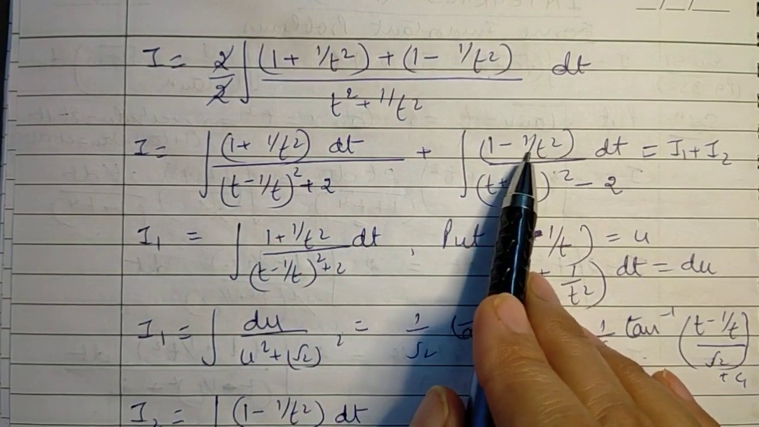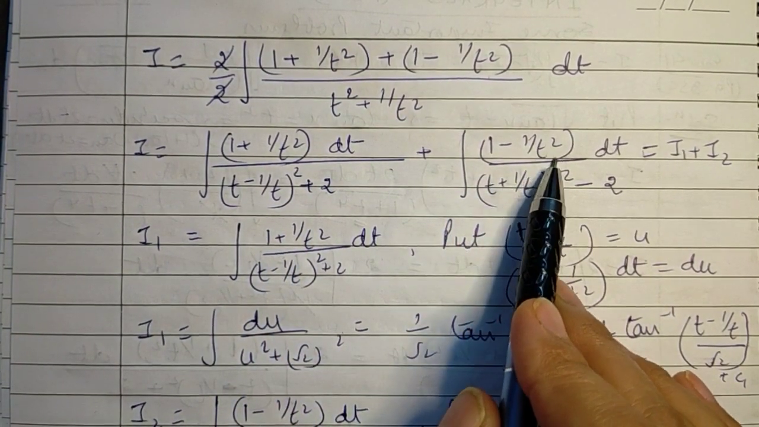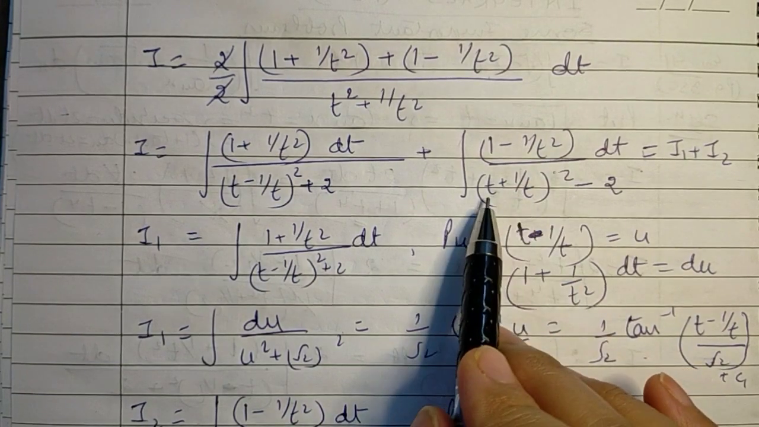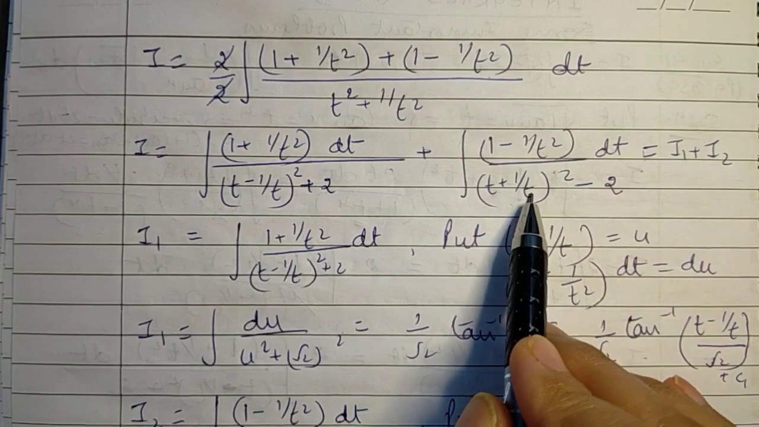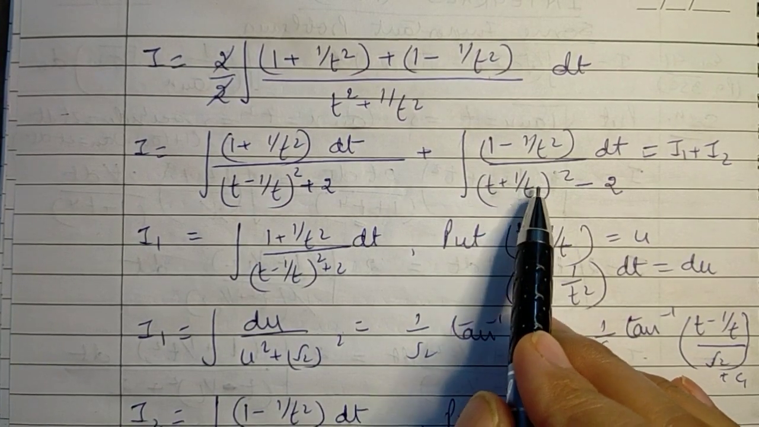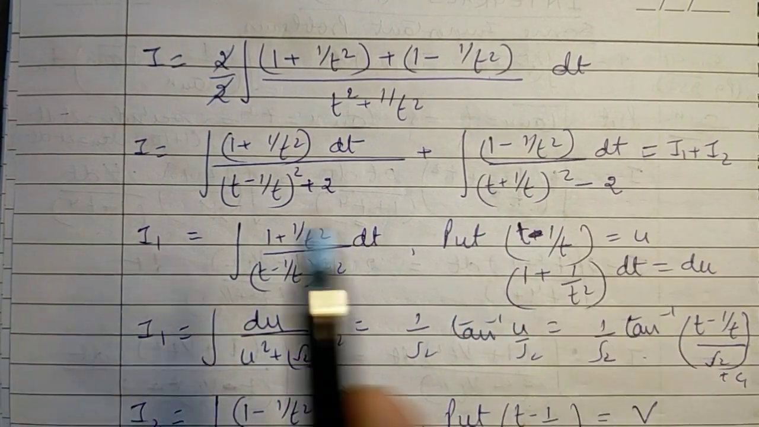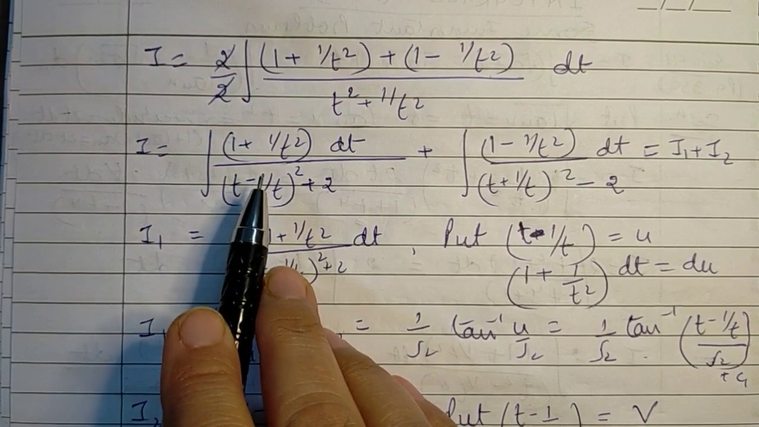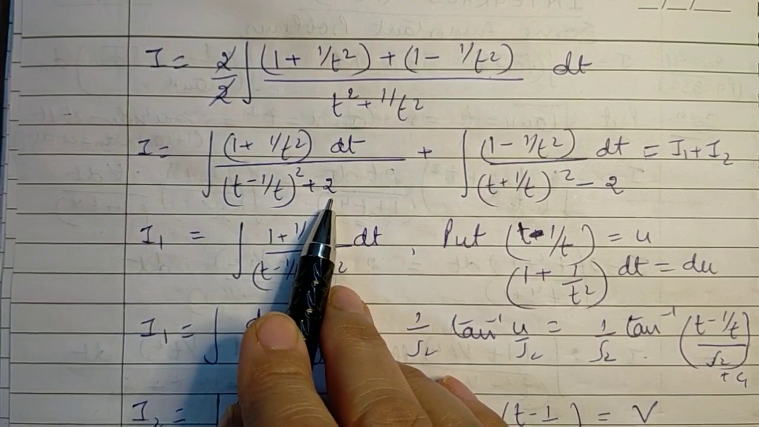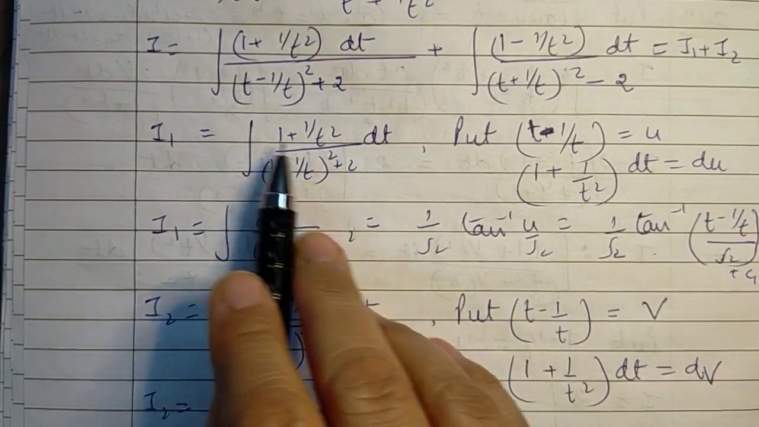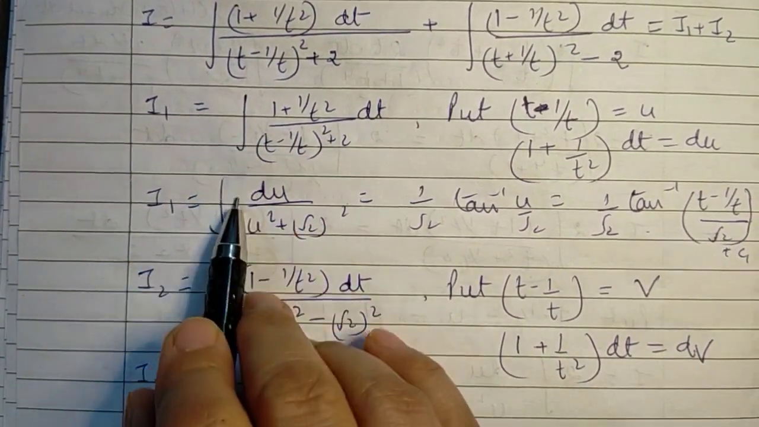And this one, since there is a 1 minus 1 upon t squared in the numerator, we will convert it to t plus 1 upon t whole squared. And since in doing so we are adding 2, we have to subtract 2. Over here in doing so, we were subtracting 2, so we added 2 here. Now let's solve these two integrals.